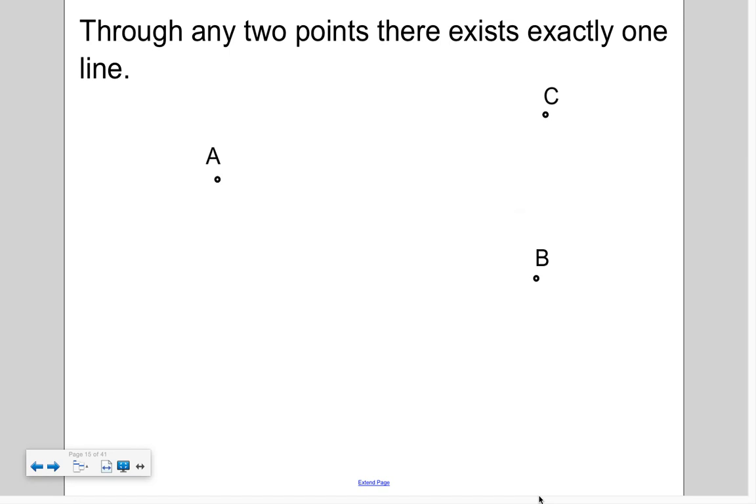All right, here's a couple rules that go along with these geometry concepts, okay? Through any 2 points, there exists exactly one line. Okay, through any 2 points, there's one line. So if I look at point A and point B, all right, there's only one line that I can draw that goes between those 2 points. All right, now we're talking about lines, straight lines. There's only one line that can go between the two.